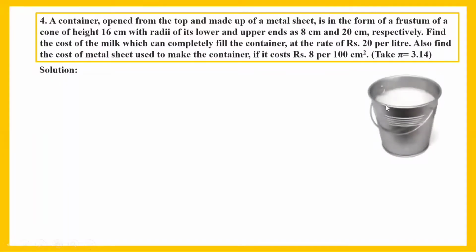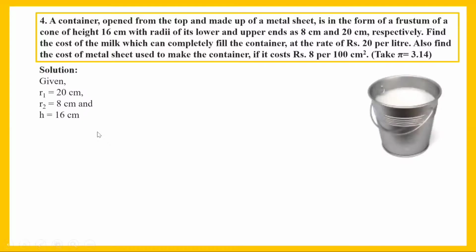So this kind of a container is there in which the milk is there. I have to completely fill up, means whatever is the volume of the milk that I'll be using, that will be equal to the volume of this frustum. So let us write what all is given to us. I have R1, the radius of the upper open end, to be 20 centimeters. I have R2, the radius of the lower end, to be 8 centimeters, which is closed from the bottom. Then I also have the height given to me as 16 centimeters.